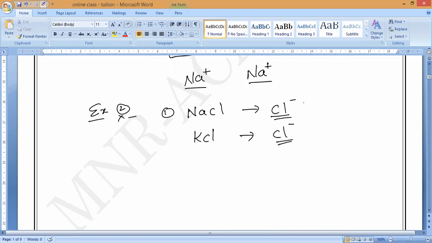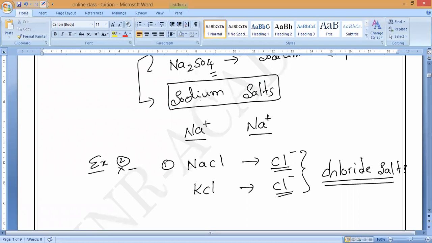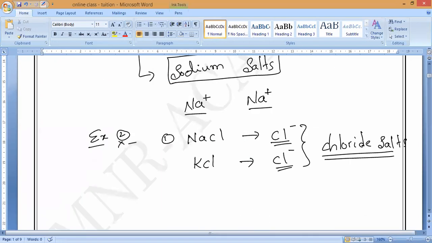Which salts can we call them? Chloride salts. Are you understanding? Nitinath, Arvind? Yes, sir. You understand? See, even though the positive ion is different, they belong to the same family, called chloride salts. Similarly, if the negative ion is different but the positive ion is the same, they are also called the same family.